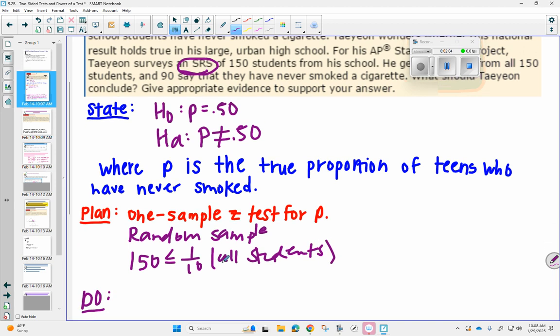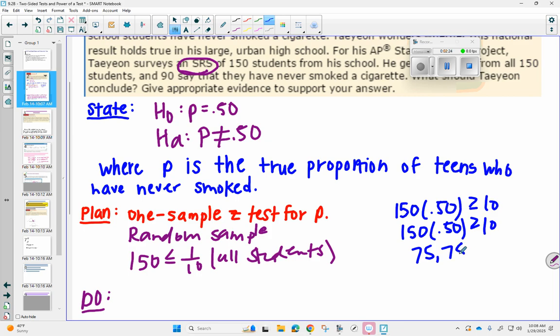All right, and then for large counts, we're going to do n times p from where? Yes, always use the null hypothesis. So we're going to do 150 times 0.5 and 150 times 0.5. All right, yes, you should write 75 twice, all right? Yes, it is greater than or equal to 10, so we can assume normality.